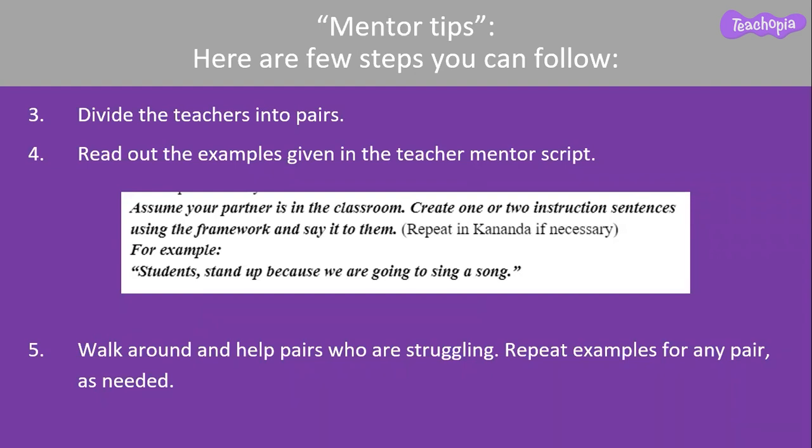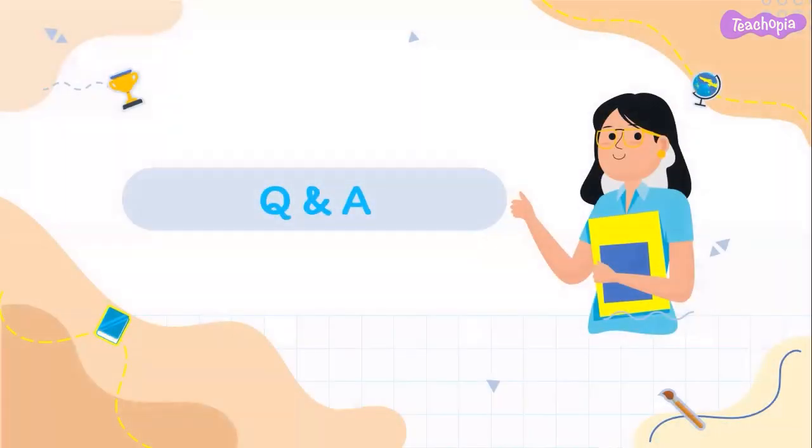Now, once you have done this, and once they are in their pairs, walk around the classroom and help pairs who are struggling. Repeat the example for any pairs as needed. So these are how the activities will go, and these are the tips you can use, dear teacher mentors, to conduct these activities in your own centers.